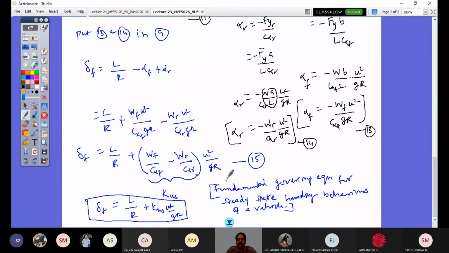And u squared by r is your centripetal acceleration, and it is divided by g, so it is in g units, right? So here see again the dimensions. L is the wheelbase in meters, r is the turning radius in meters, so there is no unit. So these all are in radians. So delta f is in radians, and this delta f is the steering angle at the tire wheel assembly. That same angle is not given by the driver at the steering wheel. There would be some steering ratio reduction from the input given by the driver, which is felt at the wheel.